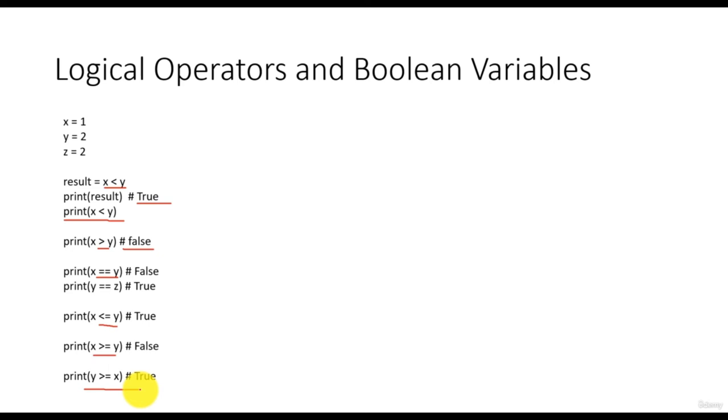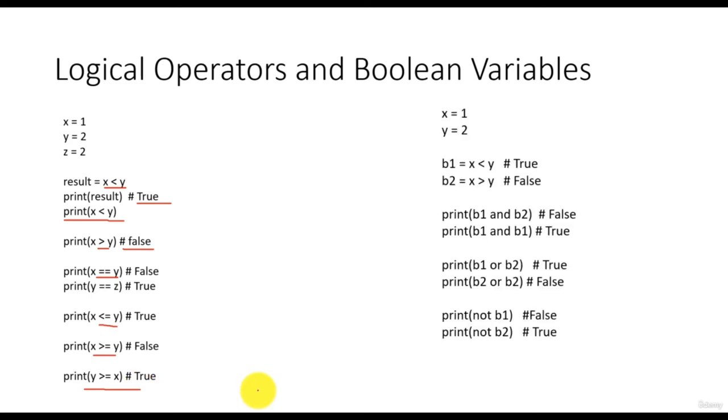Okay, so far we discussed the operators which work on the numerical values and they return Boolean value. Now let us discuss the operators which work on the Boolean values. Let us assume x is 1 and y is 2. Now let us say b1 is the result of x less than y, so b1 will get the value true, and b2 is the result of x greater than y, so b2 is false since 1 is not greater than 2.